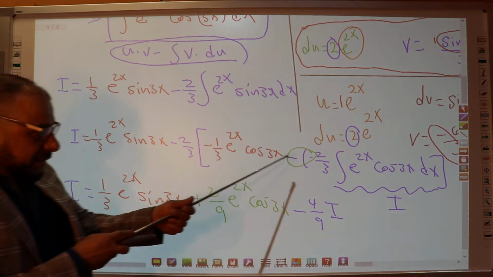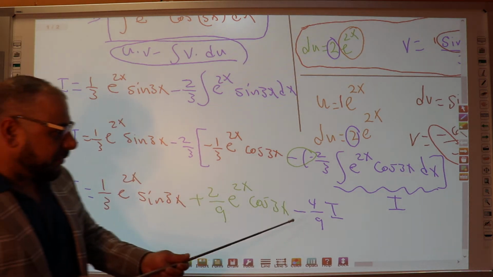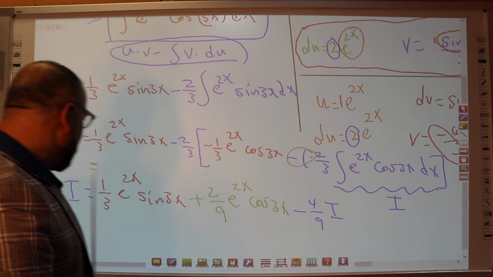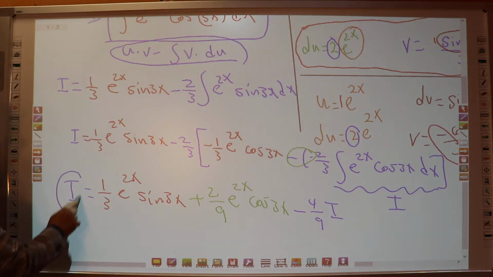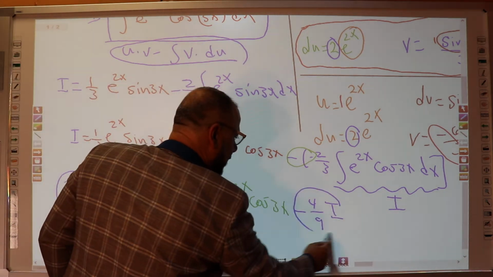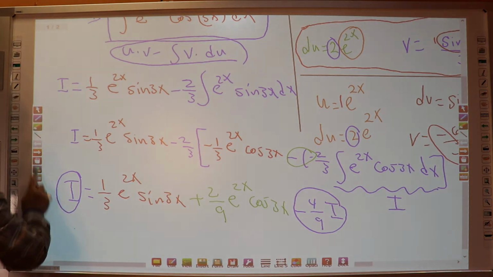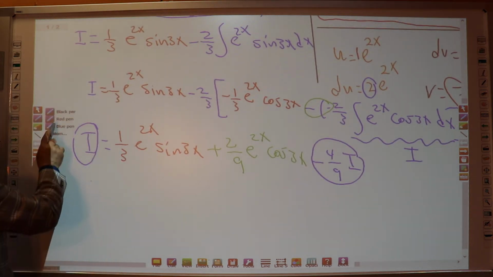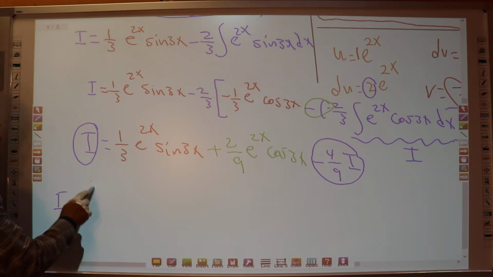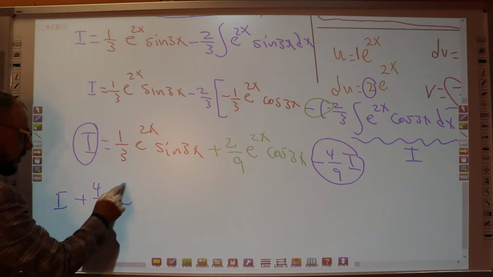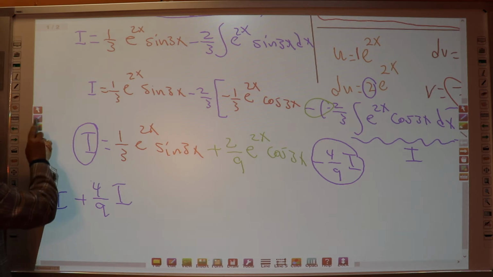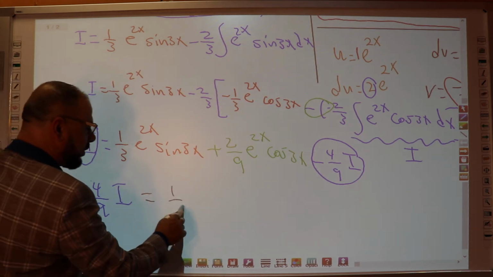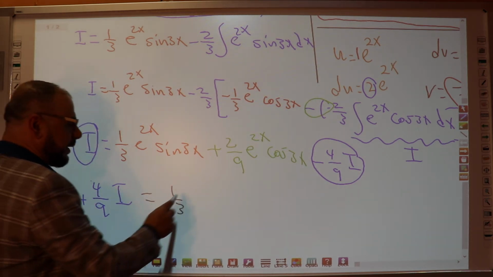Again, the 2 negative is positive with this negative I. The I, this integration. And I have here I and negative 4I. Move this to this side. Becomes I plus 9I, which is my integration, the I, equal 1/3 e to the 2x.